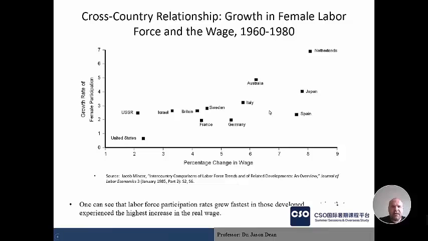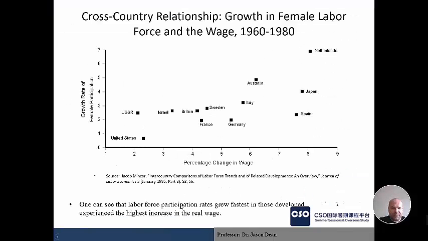If we look at data for different countries, what we're plotting here is the growth rate of female participation against the percentage change in the wage. If we have an increase in the percentage change in the wage, there tends to be a positive relationship, and so female participation, that percentage change increases.